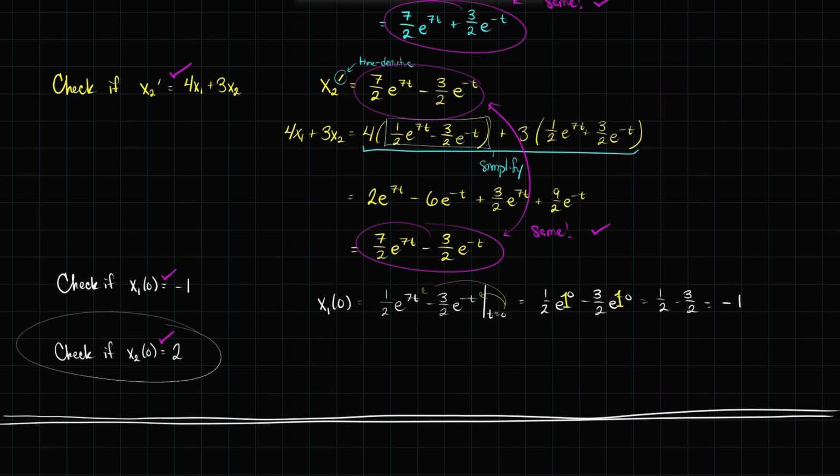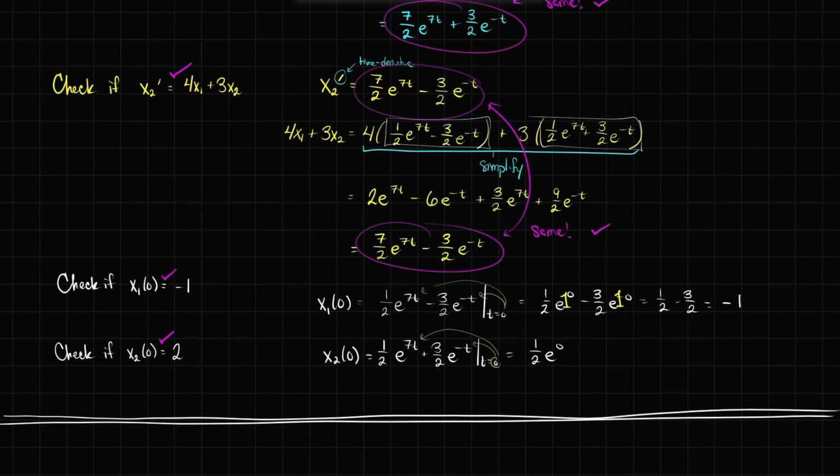And we're also going to want to check to see if x2 at 0 is equal to 2. And to do that, we're going to evaluate x2 at 0, which x2 is on the screen up here. That's 1/2 e to the 7t plus 3/2 e to the minus t at t equals 0. And we go ahead and grab that 0 and plug it in for both cases in t. That's going to give me 1/2 e to the 0 plus 3/2 e to the negative 0, which just as before, both e to the 0 and e to the negative 0 are 1, leaving us with 1/2 plus 3/2, also known as 4/2, also known as 2.